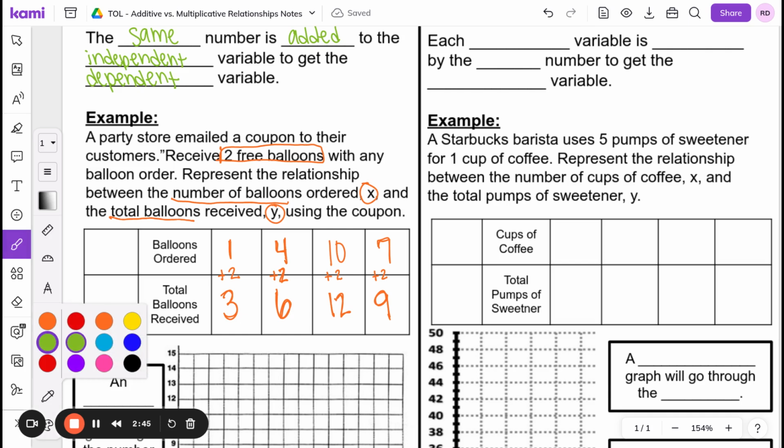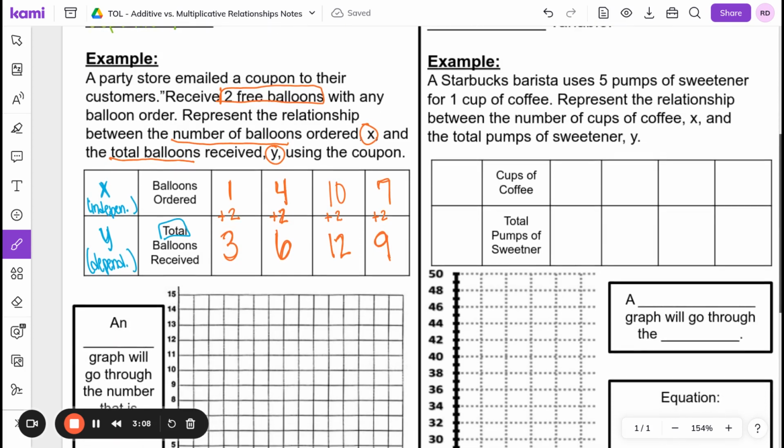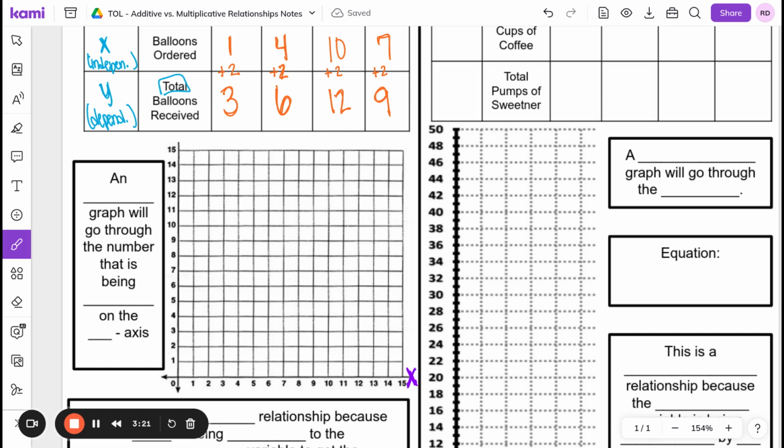So here they told us that the balloons ordered is that x value, that independent, and the total is the y, which is that dependent. So again, your total depends on how many balloons you paid for. We're going to take this table that we just made with our numbers, and use it to create a graph of the values. When you're graphing points, you have to have an x and a y value. Your x is the horizontal, and your y is the vertical. So x represents the balloons ordered, and y represents the total you're leaving with.